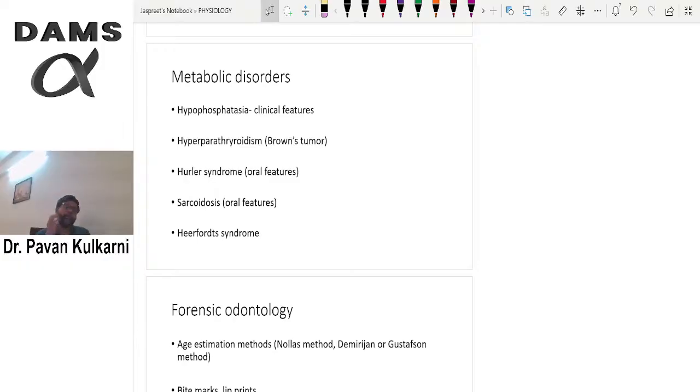You're supposed to know about the Brown's tumor. What is Brown's tumor? Hyperparathyroidism. Why do you call it Brown's tumor? What is that pigment? Okay.